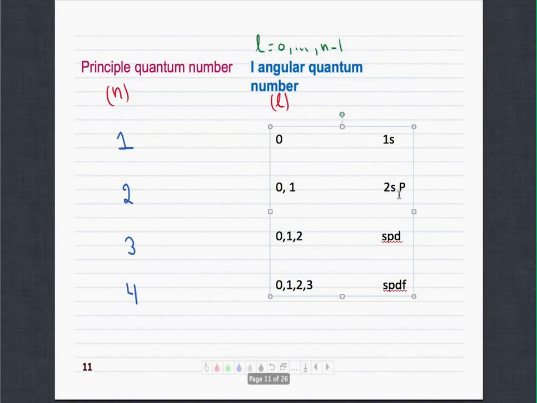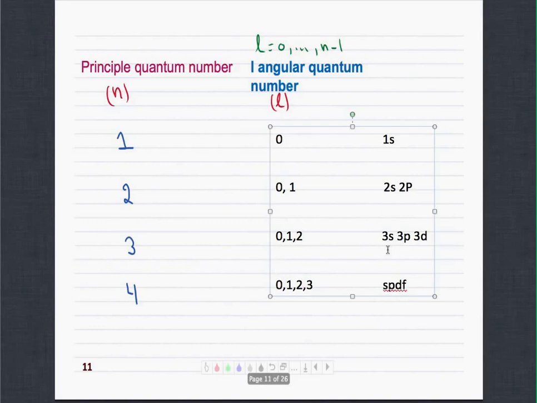So in other words, in the first shell I have only S. In the second shell I have only S and P, no D. The first time that there is a D is in shell number 3, the third one. So if this is n equal 1, n equal 2, n equal 3, the first time you see a D subshell is on the third shell.